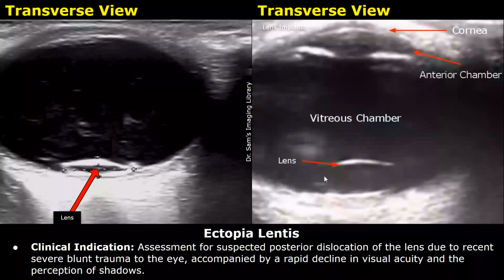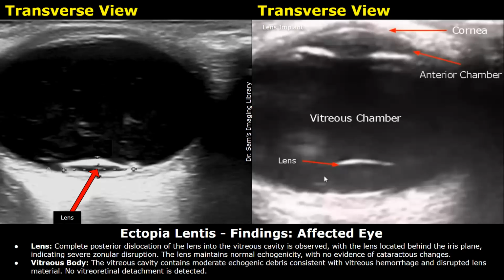This is a report for Ectopia Lentis. Clinical indication: assessment for suspected posterior dislocation of the lens due to recent severe blunt trauma to the eye, accompanied by a rapid decline in visual acuity and the perception of shadows.